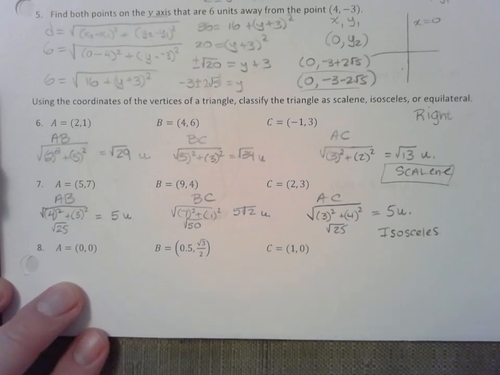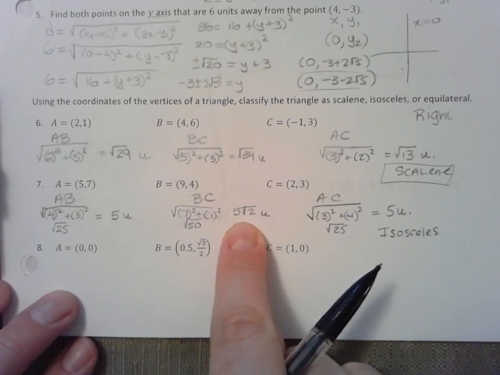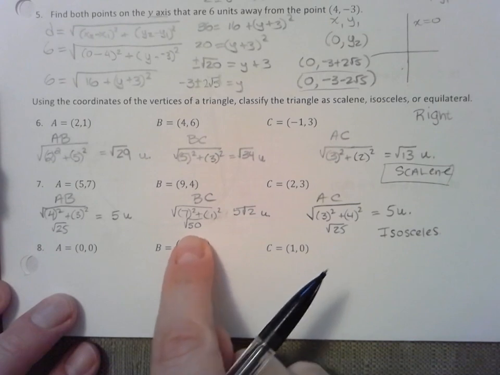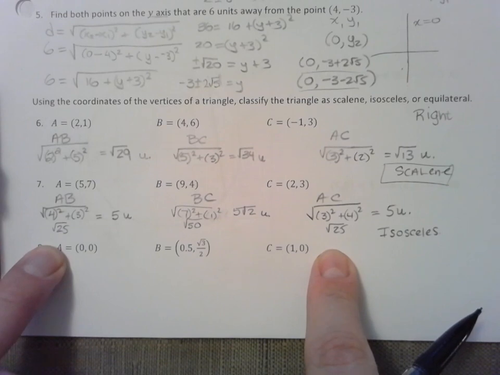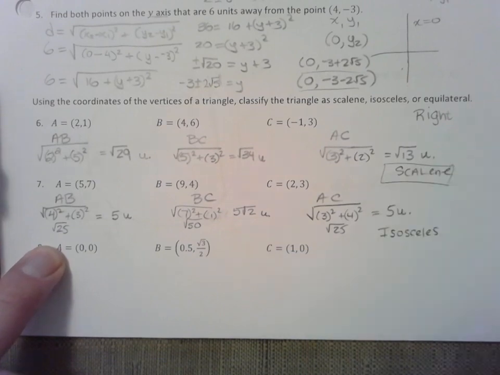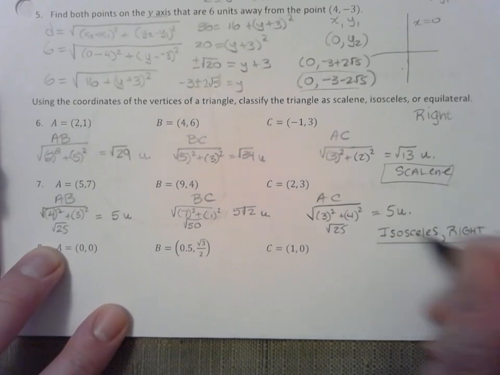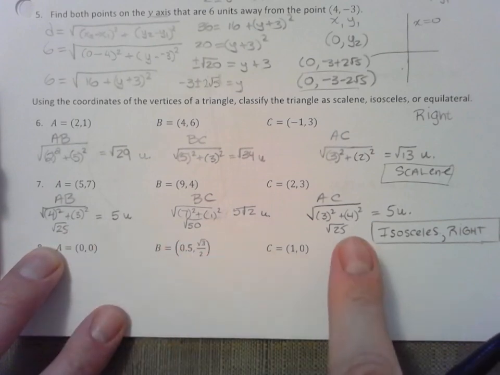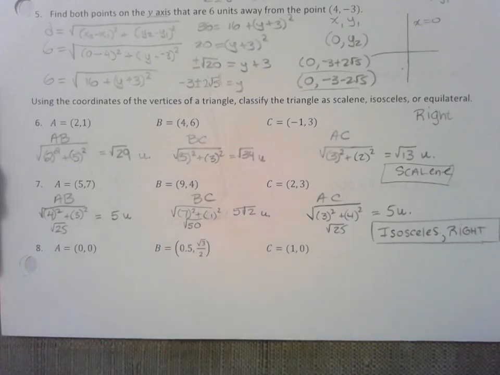Something else is striking about this. If the length 5 root 2 is the longest length, when I square that, I get 50. When I square these and add them together, I also get 50. This is also a right triangle. How do I know this again? When we square the three side lengths, if the two smaller ones squared and added together make the largest one squared, then we have a right triangle because of the Pythagorean theorem.